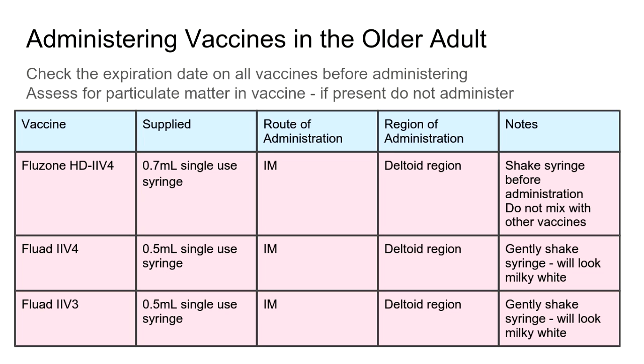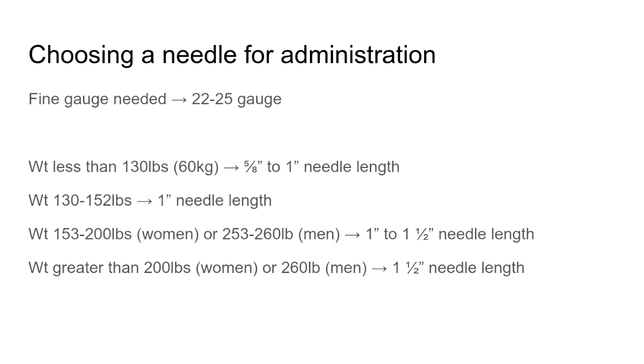And none of the 3 recommended vaccines listed should be mixed with any other type of vaccine. All 3 should be gently shaken before administration, while keeping in mind that the Fluad brand will look milky white versus clear, and that is normal. Next, we want to choose the appropriate size needle for our patient. So you can see that a 1 inch and 1.5 inch needle will cover almost all of our patient populations. So we want to assess their weight to determine which needle length we want to use.